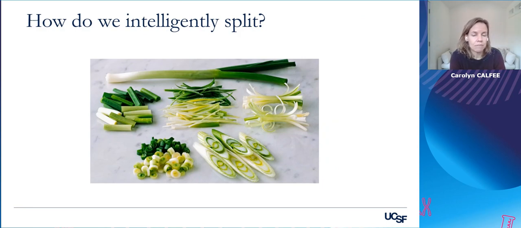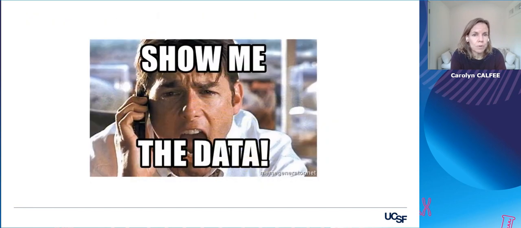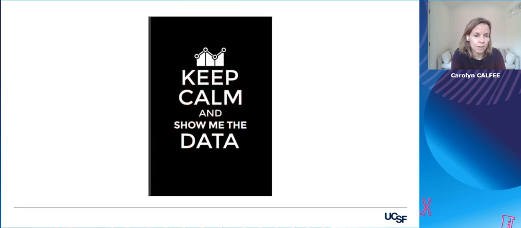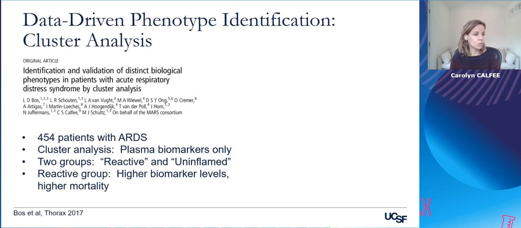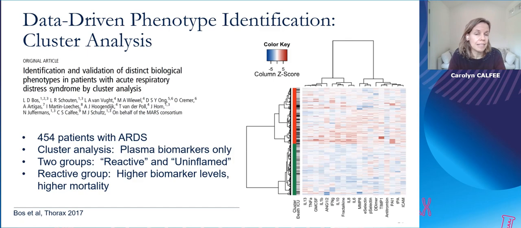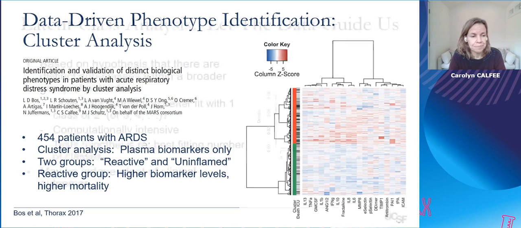There are many different ways to approach this. But one approach that our group has taken and that I tend to favor is a data-driven approach. What is the data showing us in terms of a particular pattern? Is there evidence from the data that suggests discrete subgroups? Now, Lua Boss's group has done this using cluster analysis, in which they've clustered plasma biomarker data and identified two discrete subgroups, which they've termed reactive and uninflamed. The reactive group has higher biomarker levels across the board in general, as well as higher mortality.